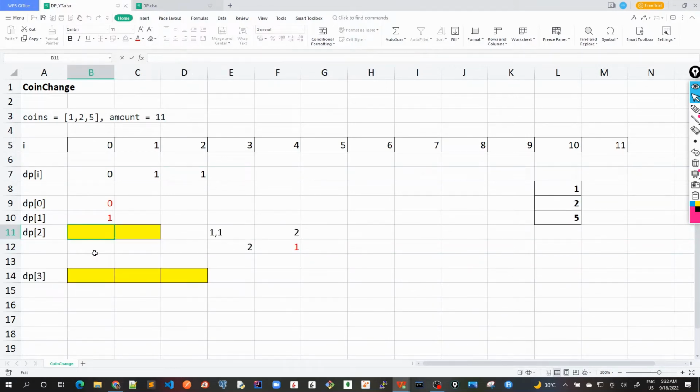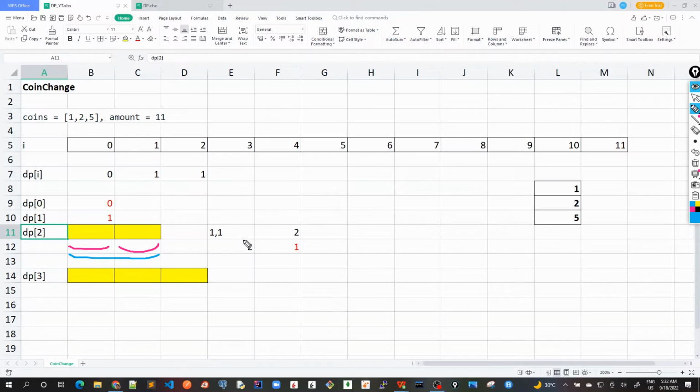Okay, to better visualize it, I have just created these cells which denote the amount of 2, and dp of 3 would be this cell. So let's revise this dp2 again. As we have seen, to make amount of 2, we have two combinations possible. We choose 1 and 1, right? Or we choose the second coin altogether.